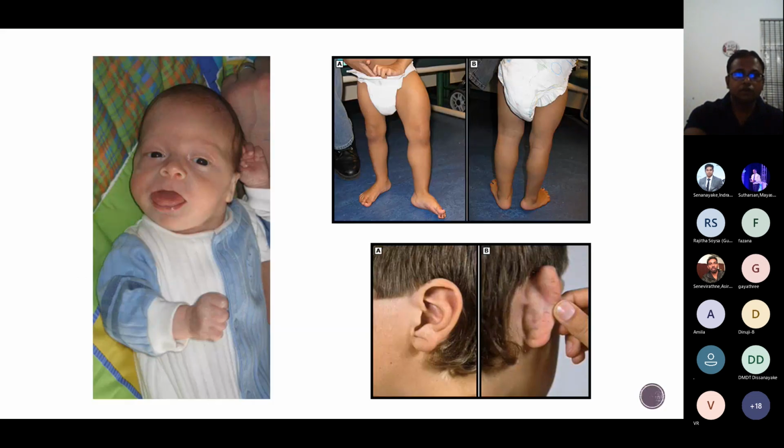So then, can you identify what's wrong with this child? If you can, type your answer in the chat box. What is wrong with this child?